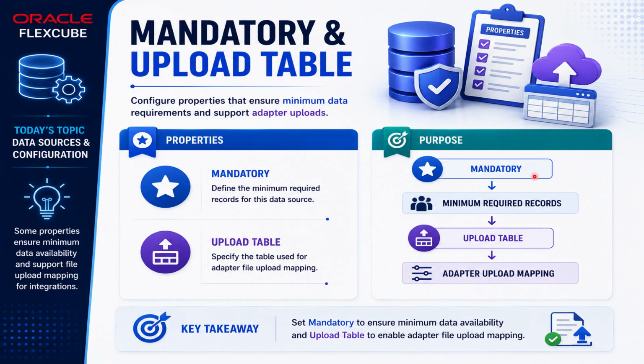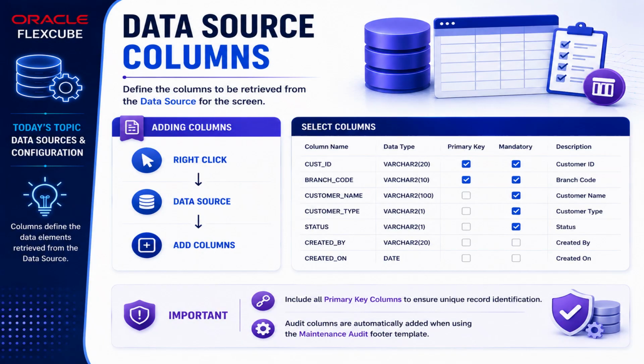Therefore, mandatory controls minimum record availability, while upload table supports adapter upload mapping. Data source columns. After creating and configuring the data source, the required columns must be added. The developer can right-click the data source and select the required columns. All columns required by the design should be selected.